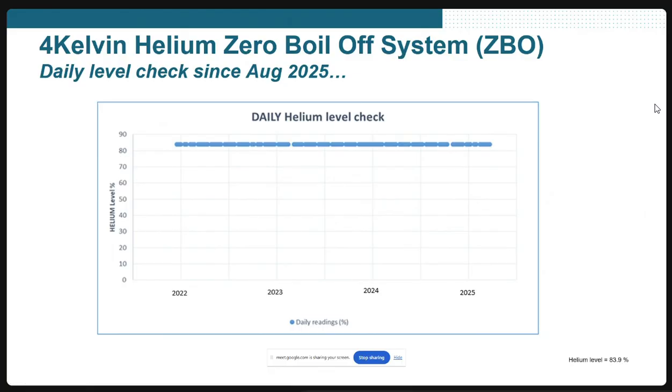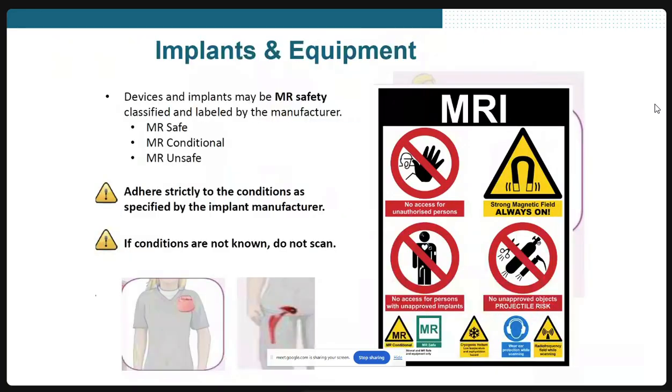Not only is helium costly, but the helium level also matters a lot, because the gantry is rotating around the MRI, and if your helium level keeps changing, then the beam is going to attenuate in a different way. So you have to check the helium level every day and make sure that the helium doesn't boil off, so that it does not affect the dosimetric characteristics, and also does not deplete the oxygen inside the room. Not only that, you have to check the patient for implants and equipment.